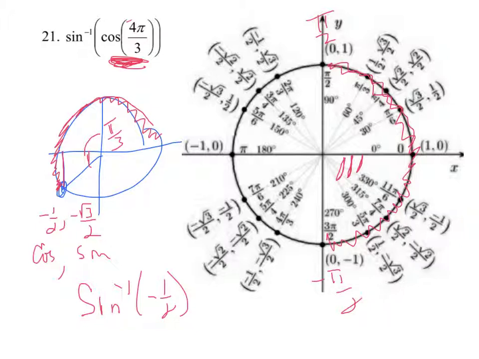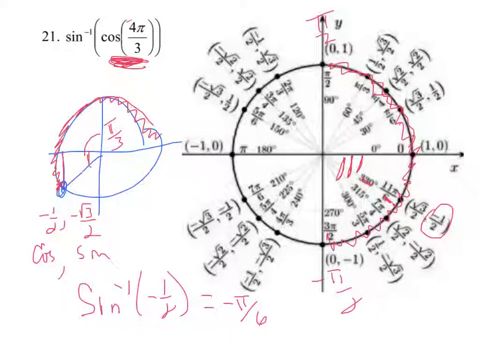So we're looking for, where's the sine negative 1/2? Well, let's see. Right there, I'm seeing it. Remember, sine is y. So there's where sine's negative 1/2. So that'll be that, with a reference angle of pi over 6. That tells me that the answer should be negative pi over 6. Okay, and we're within our range of negative pi over 2 to positive pi over 2.